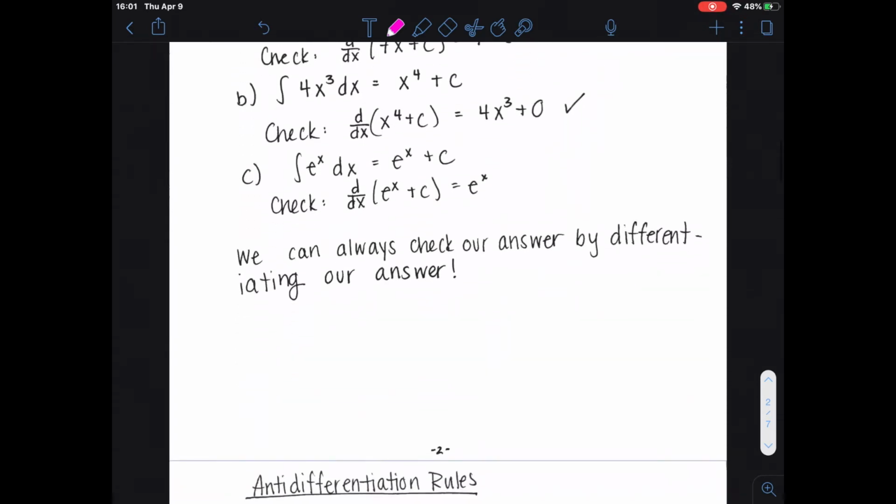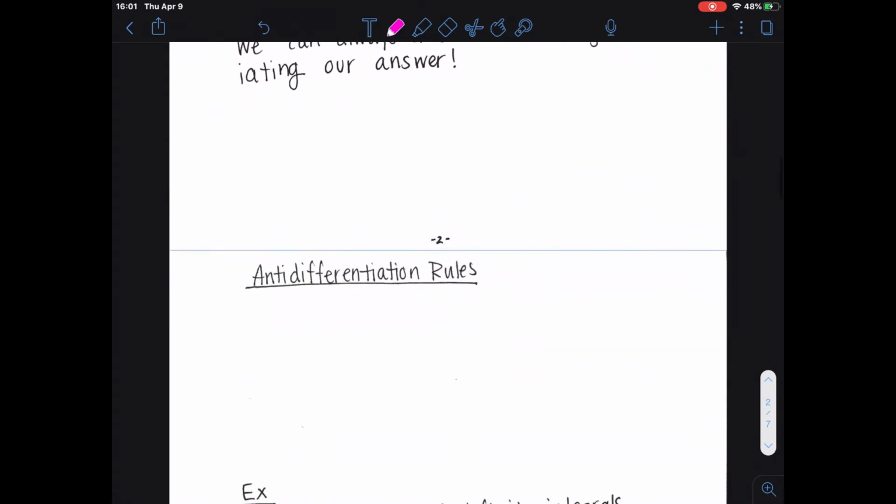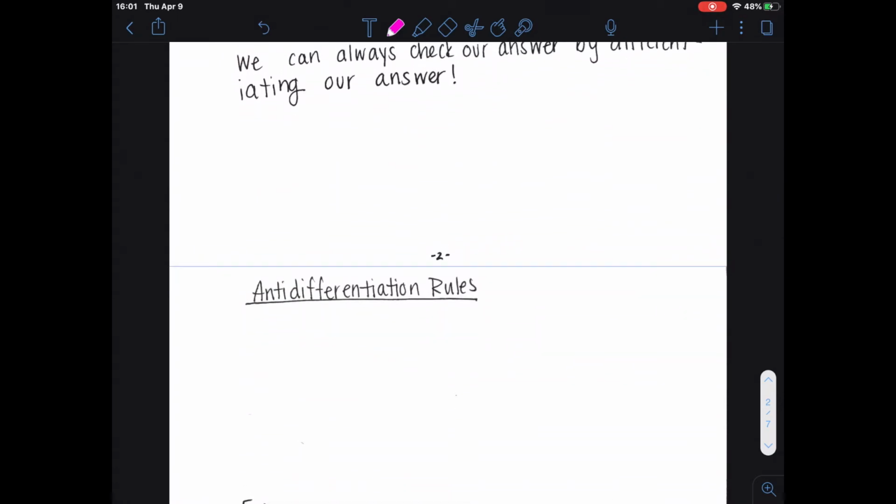So because we have nice rules for differentiation, we're going to have nice rules for anti-differentiation as well. The first one is when you start with the integral of a constant, the antiderivative will be the constant times x, because the derivative of kx is just going to be k. And then we always want to tack on this plus c at the end.